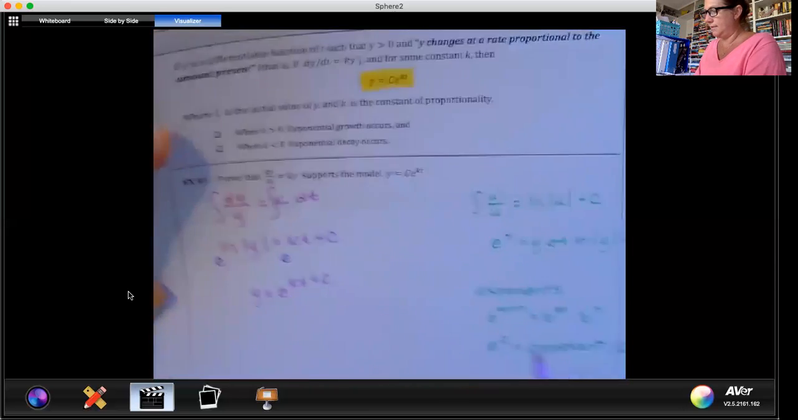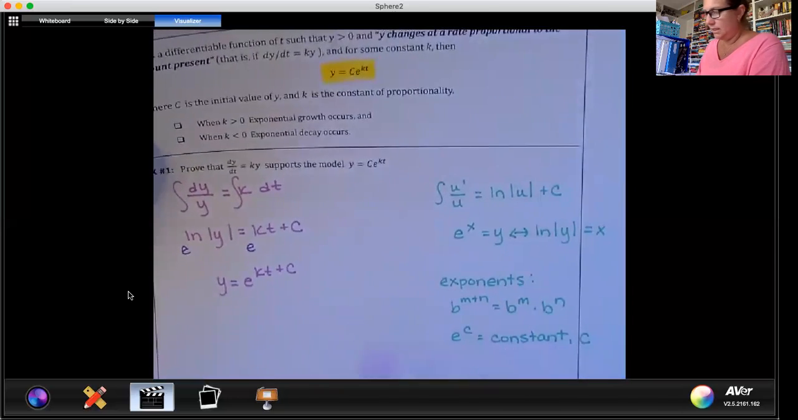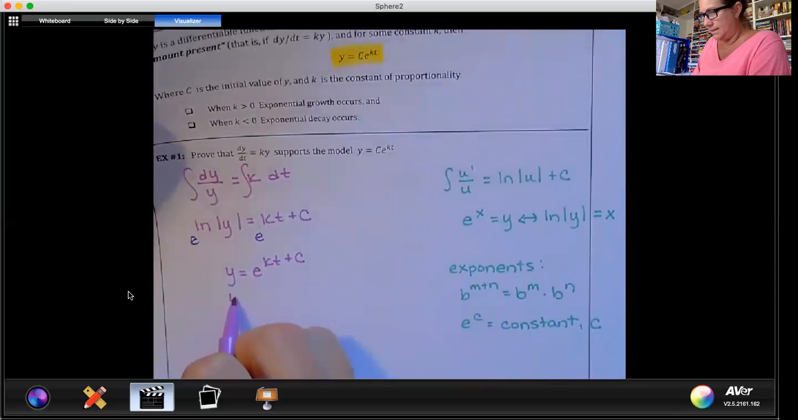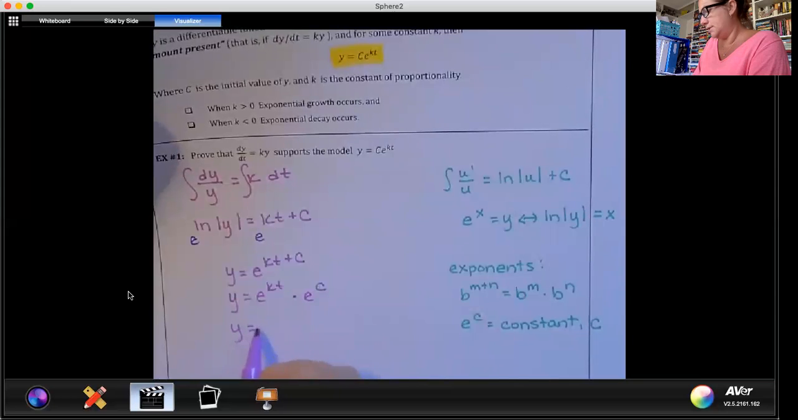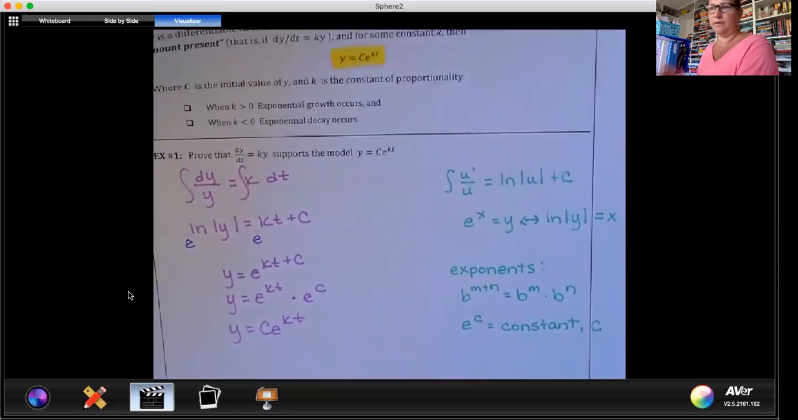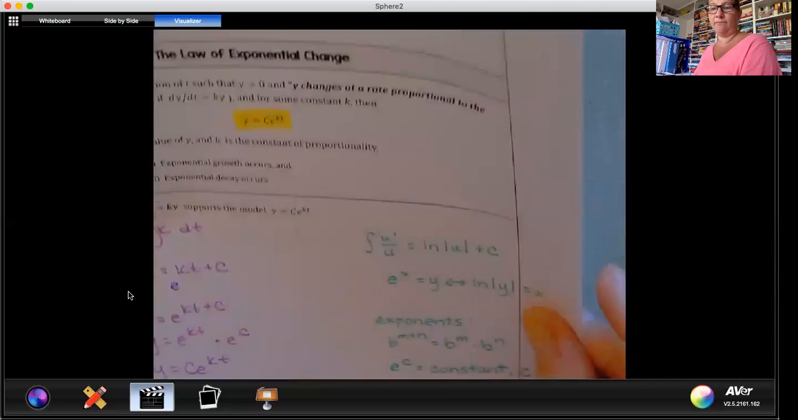And as we talked about here, we've got our exponent rules and our constant rule for e to the c. This is going to be e to the kt times e to the c, which is ce to the kt. Now, example 1 is just the proof of why it is what it is. What we're going to do on the next page is use that formula.